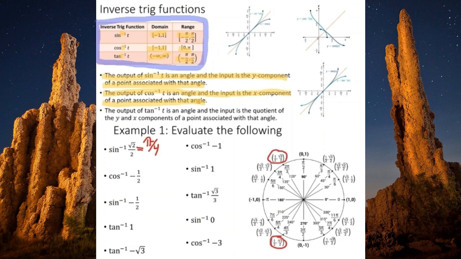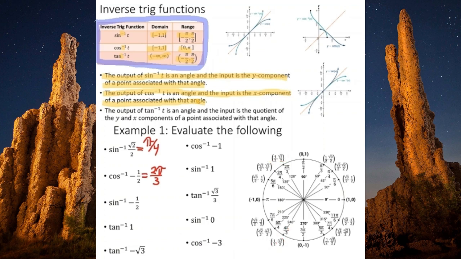If we turn our attention to the unit circle, we can see 2 points with an x component of -1/2, that being 2 pi over 3 and 4 pi over 3. But if we pay attention to the range of cosine inverse, the range is between 0 and pi. 4 pi over 3 does not fit in that range, but 2 pi over 3 does. So cosine inverse of -1/2 will be equal to 2 pi over 3.